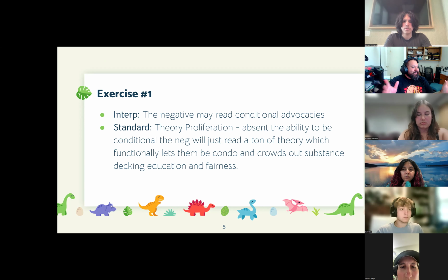If you've ever debated Berkeley, they've been saying this argument since 2015, and it continues to work for them, right? So my question for the class, sort of Socratically here, and anyone can raise their hand or whatever: what is the issue here based on what we just established in discussing the function of interpretations, violations, standards, and voters? What is the issue?